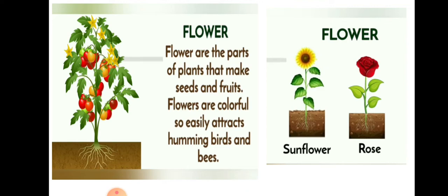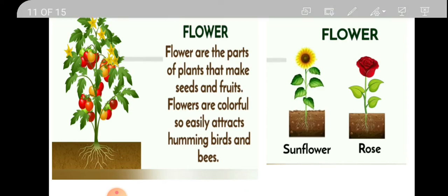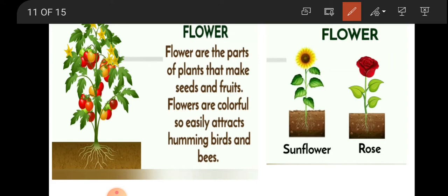Now the flowers are the parts of the plant that make the flower. Also, see, each and every part is so important. Flowers are the parts of the plant that make the seeds and the fruits. Flowers are colorful, so they easily attract the hummingbirds and the bees. The flowers attract the bees and other insects to sit on them for pollination, and that is how reproduction takes place. Examples of flowers are sunflower and rose. So remember, the flowers are the part of the plant that make the seeds and the fruits.